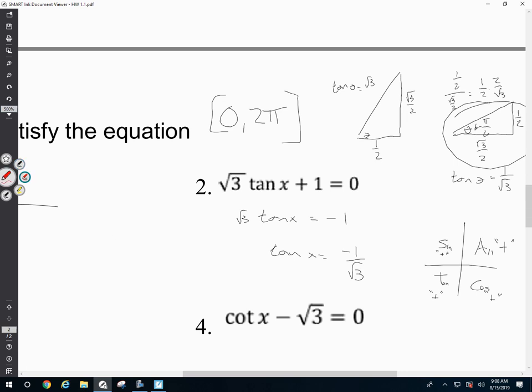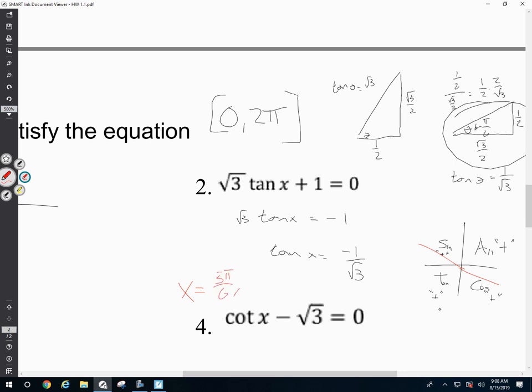So where is tangent negative? Tangent is negative here. Tangent is negative here. So I'm going to say, all right, I need the pi over 6 location here, the pi over 6 location here. Well, this is 6 pi over 6. Subtract the pi over 6. I get to 5 pi over 6.